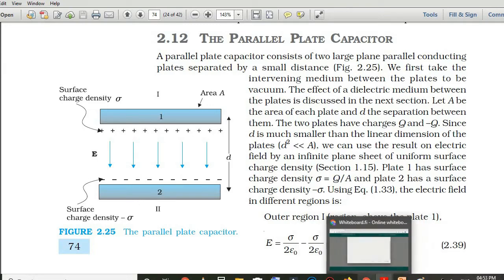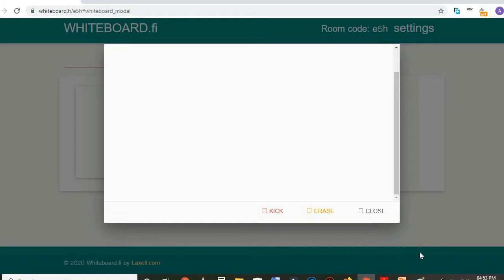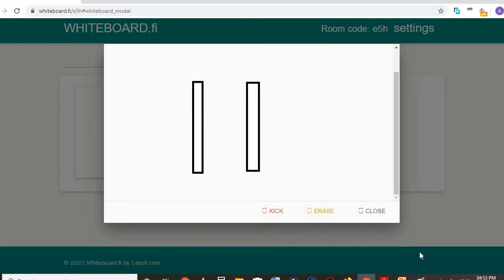Okay, so we shall draw it again. Here is one plate and another plate. One is positively charged. Another one is negatively charged. And this is one region. Let it be 1. What will be the electric field at this region?